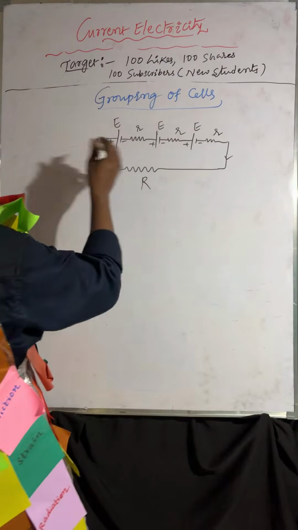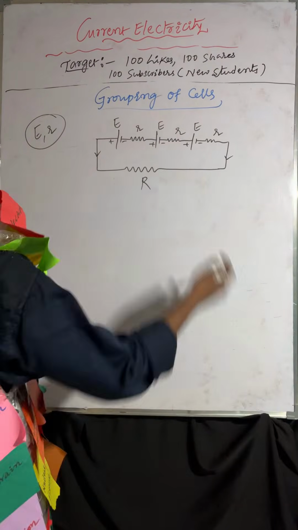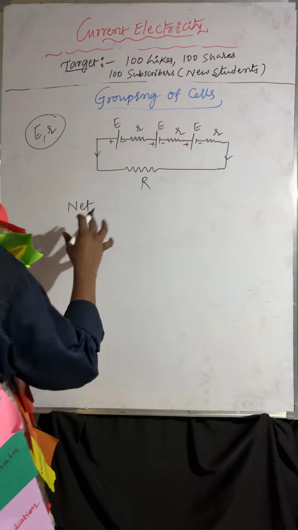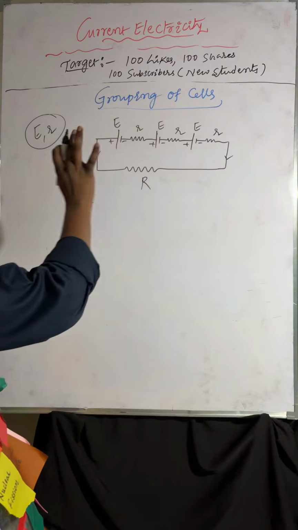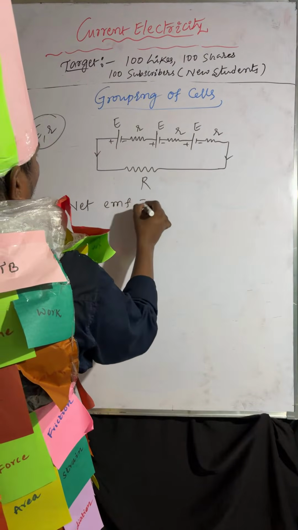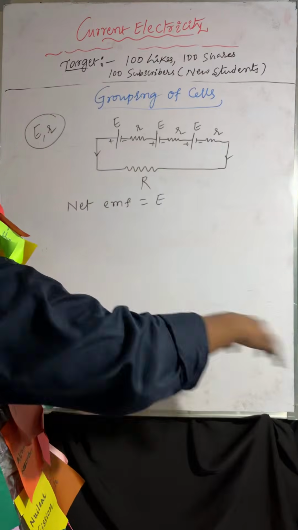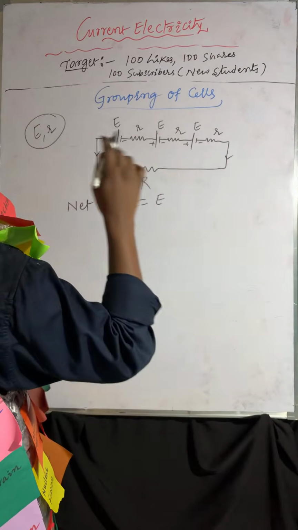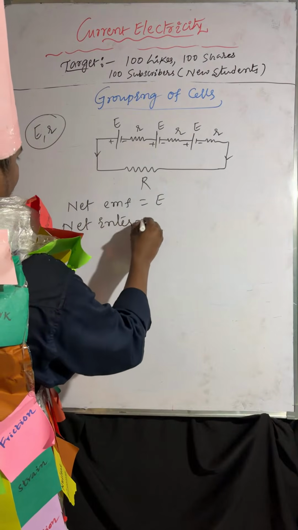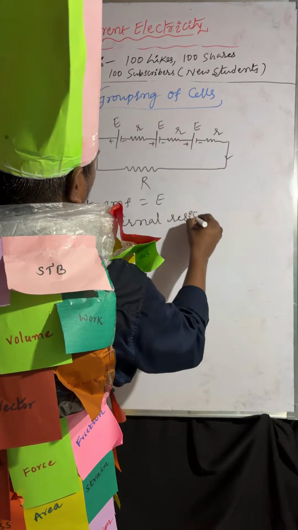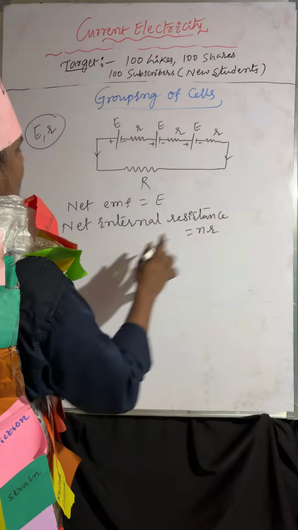Now you can see E and R of each cell is same, right? Now net EMF when cells are connected in series. Total current is same. So here also net EMF is E. But resistance is N, so N number of resistors are connected. You take R common. So net internal resistance is NR.